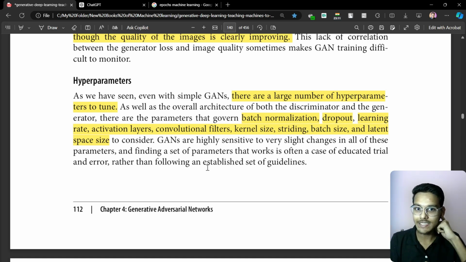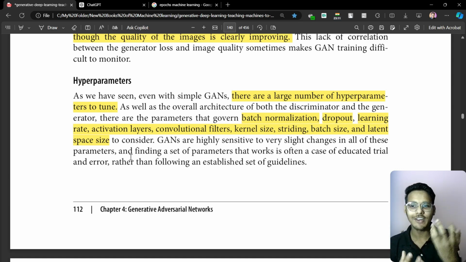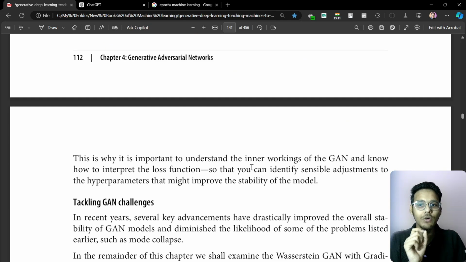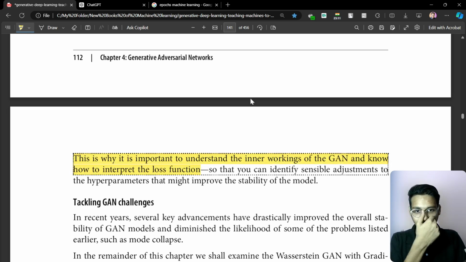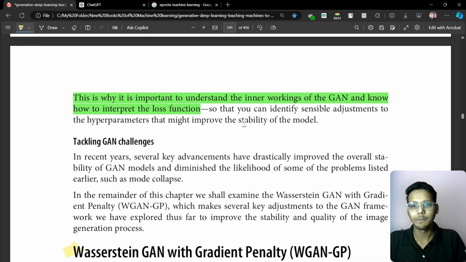GANs are highly sensitive to very slight changes in any of these parameters, and finding a set of parameters that works is often a case of educated trial and error. So it is something like a trial and error method. This is why it is important to understand the inner workings of the GAN and know how to interpret the loss function. So we'll actually be seeing what is going on inside the GAN, so that we can identify sensible adjustments to hyperparameters that might improve the stability of the model.